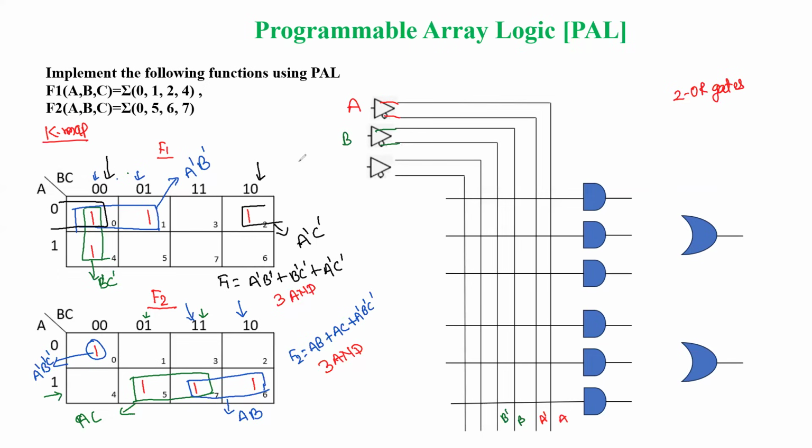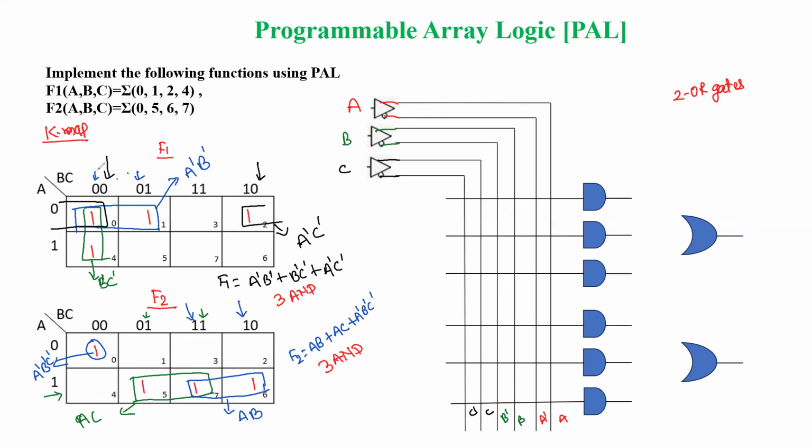Similarly, third one we have C. So from here, if you are taking output, this is C. From here we have C dash. So we can mark here for this purpose again. This is the C and this is the C dash.